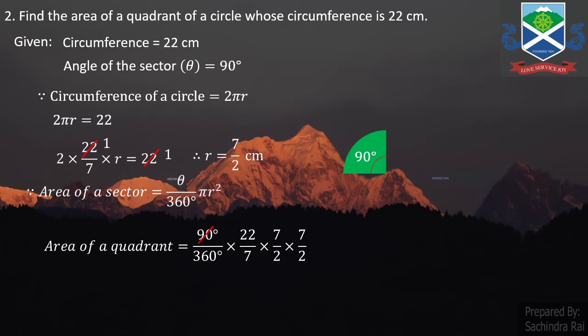So after multiplying or dividing, 90 times 1 is 90 and 90 times 4 is 360. After that we can furthermore cancel 7 in the numerator and the denominator like this. We have more numbers to cancel, that is 2 and 22 also. So after cancelling all these numbers, now we cannot cancel any numbers further. So we'll multiply the numbers. 11 into 7 is 77 and 4 into 2 is 8. So we have the area of the quadrant as 77 by 8 centimeter square.